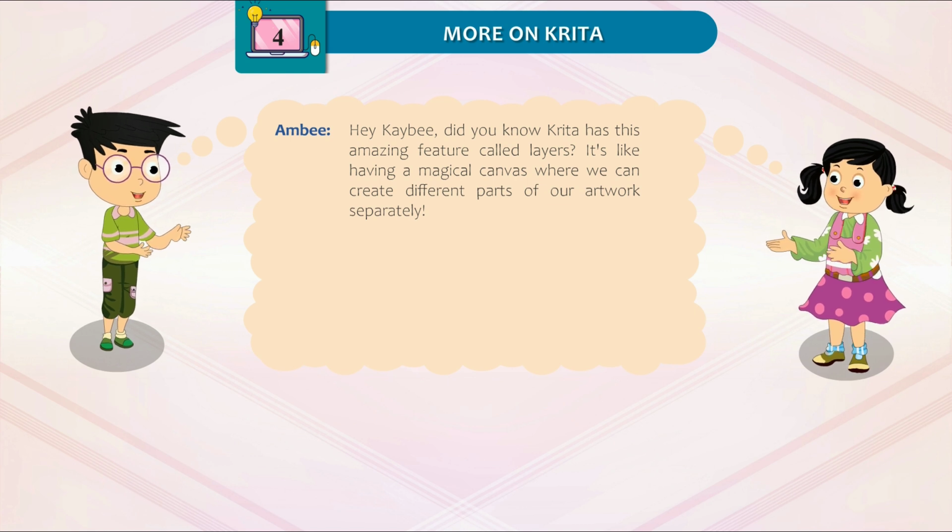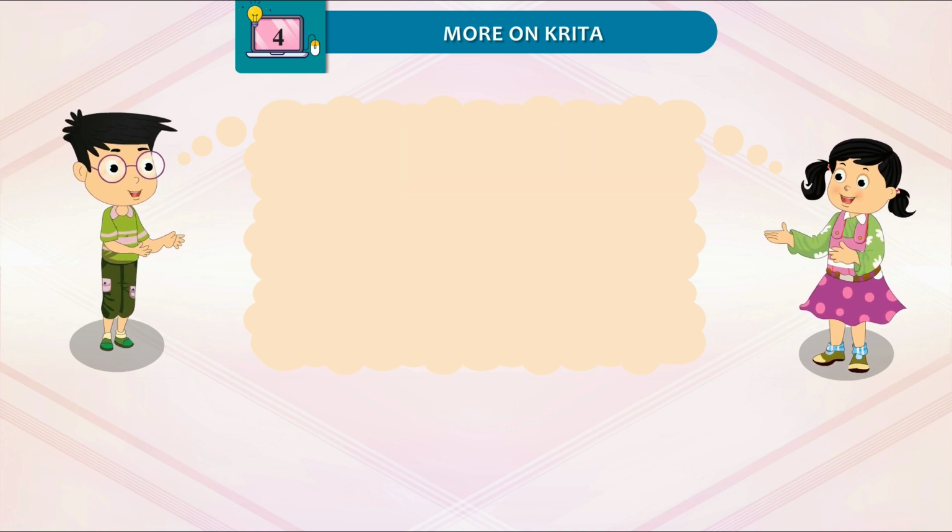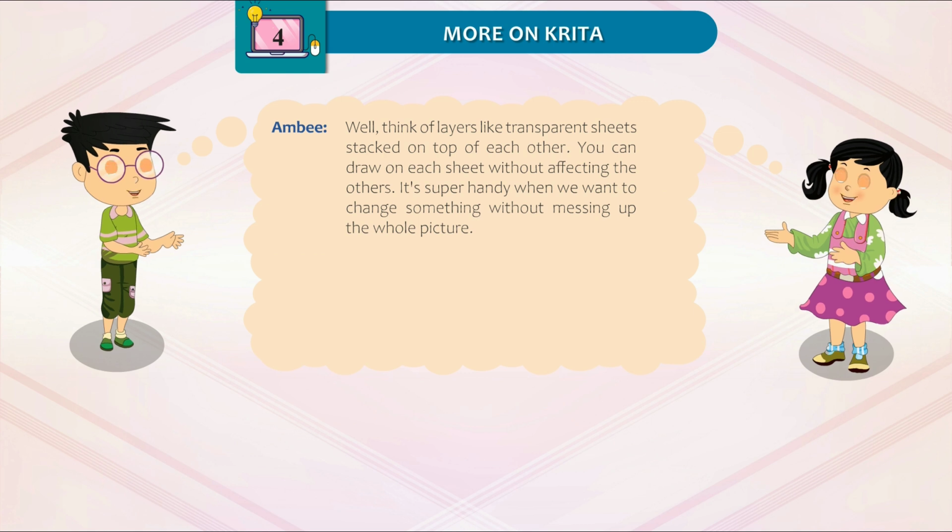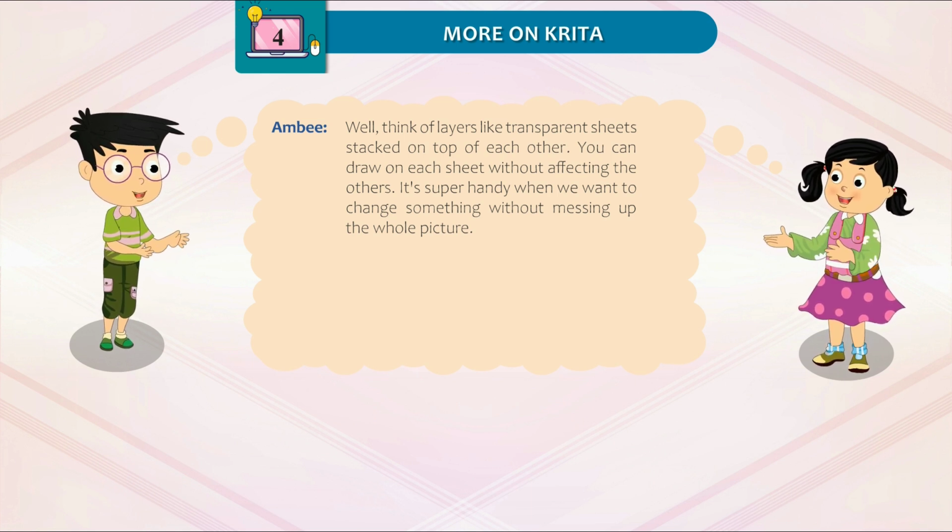Ambi. Hey KB, do you know KRITA has this amazing feature called layers? It is like having a magical canvas where we can create different parts of our artwork separately. KB. Really? How does it work? Ambi. Well, think of layers like transparent sheets stacked on top of each other. You can draw on each sheet without affecting the others. It is super handy when we want to change something without messing up the whole picture.